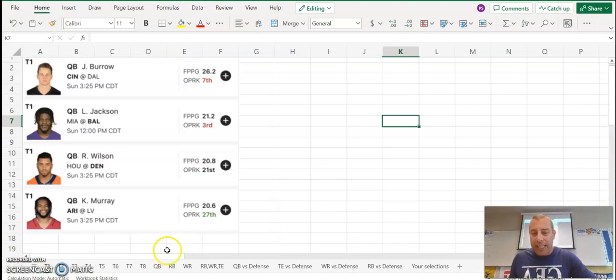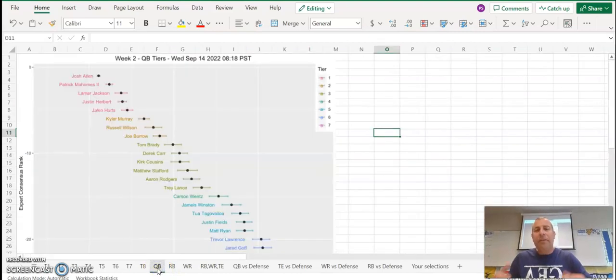The first sheet I have them use is the rankings. Because we're talking about QBs, and you can see them all labeled here, I'm going to go to my QB sheet, and I've got a chart here. I pulled this from a particular website, BorisChen.co. Fantasy Football Tiers by Boris Chen. And he updates this information. So you can see here, it's Wednesday, September 14th. Today is the 15th. So we've got updated information.